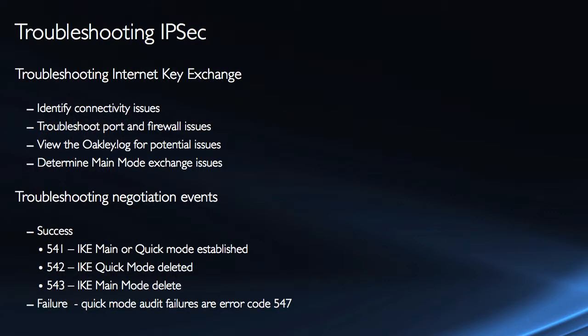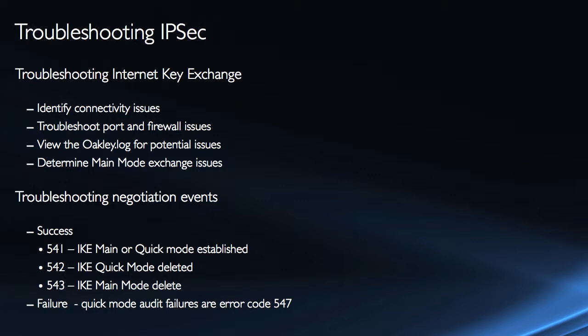Now we can have problems if the problem is beyond just general compatibility settings. We can have problems in other areas. So troubleshooting Internet Key Exchange, IKE, which is your main mode statistics. The first thing again is just connectivity issues, port and firewall issues. Those are going to be consistent and those could cause problems with the security association as well. But there's also an oakley.log file on each machine. That is logged by default. We can look for potential issues in there. It provides more detailed information on the actual key exchange.